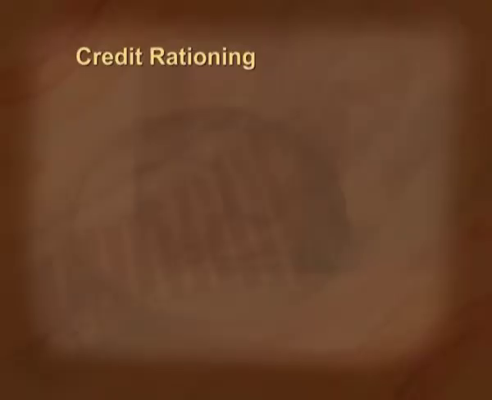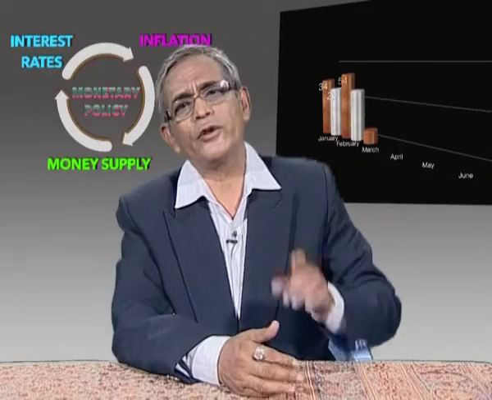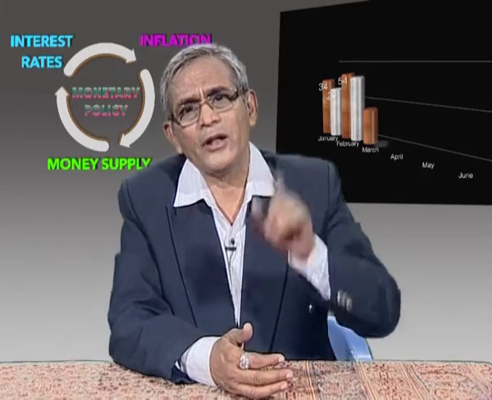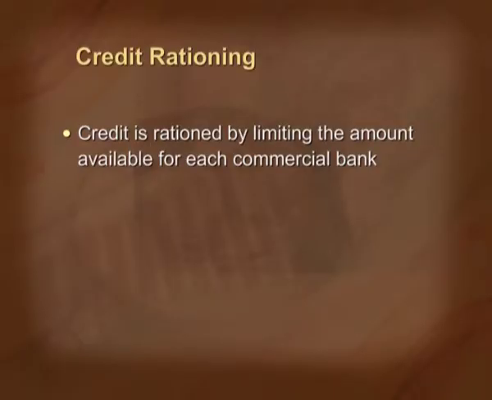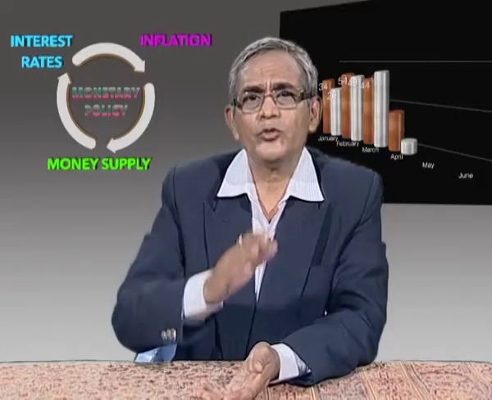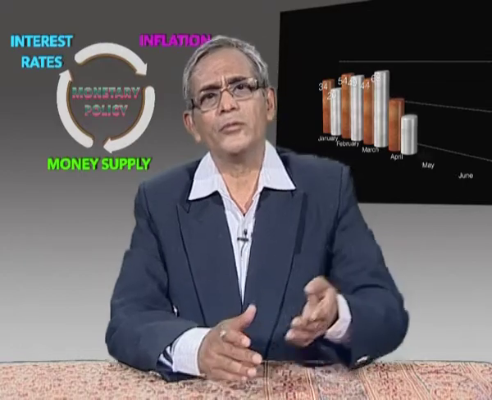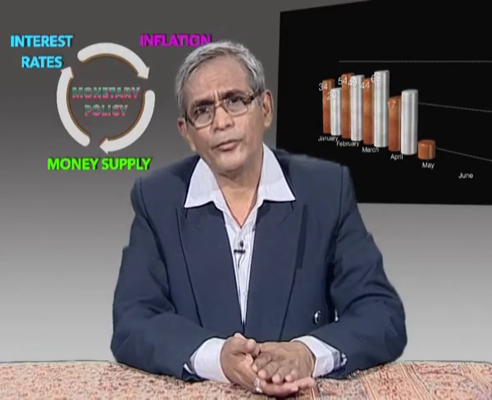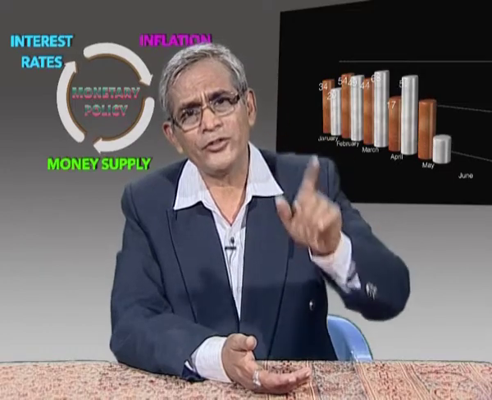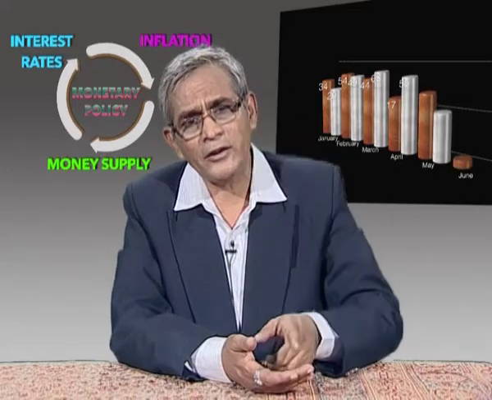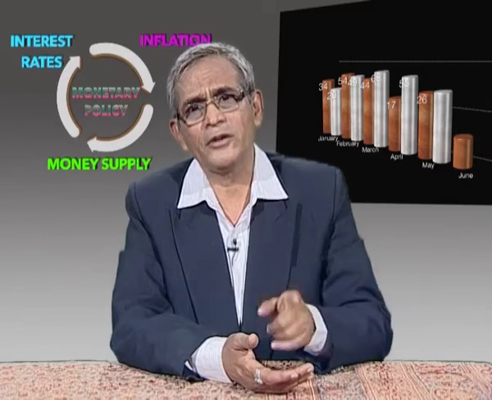Credit rationing. Under this method of selective tool of monetary policy, the central bank fixes the credit amount to be granted to the commercial banks. Credit is rationed by limiting the amount available for each commercial bank. This method controls even the bill rediscounting facility. For certain purposes, the upper limit of credit can be fixed and banks are directed not to exceed credit beyond such limits.